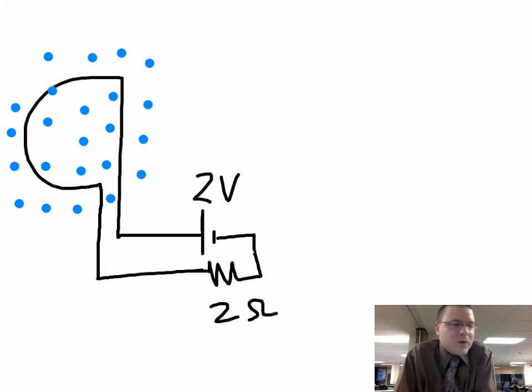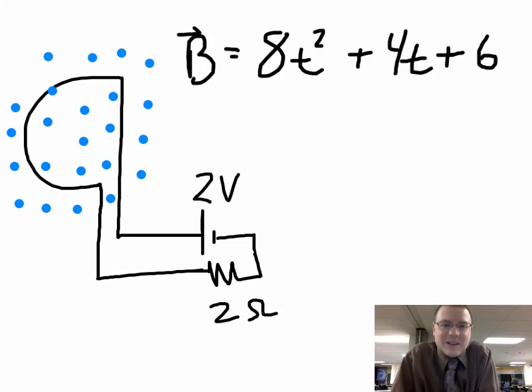So let's say we've got this setup. We've got this semicircular loop that's in a magnetic field, and the magnetic field is given by an equation like this: 8t squared plus 4t plus 6.